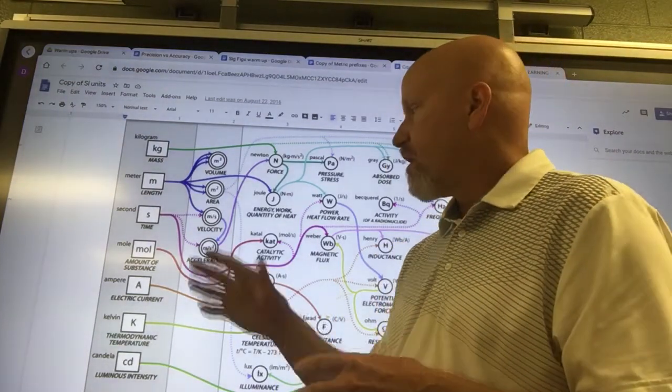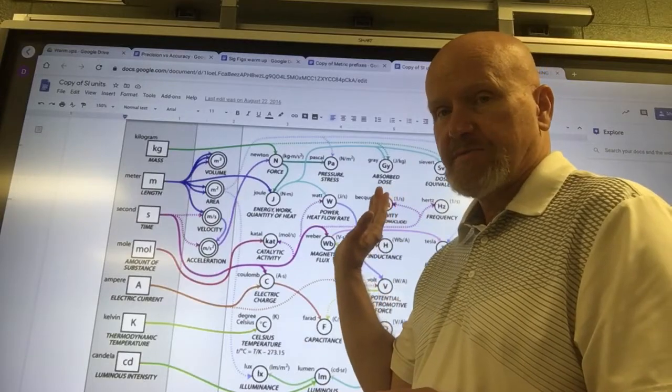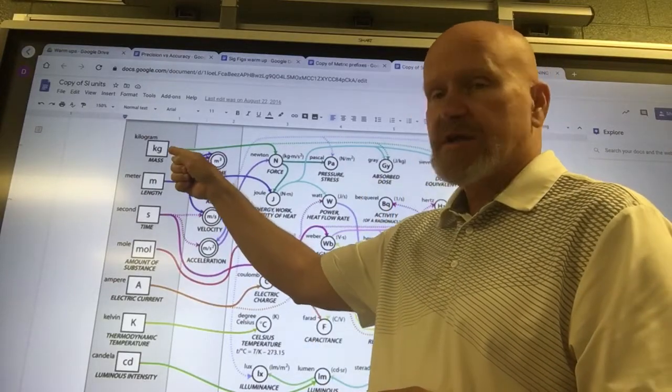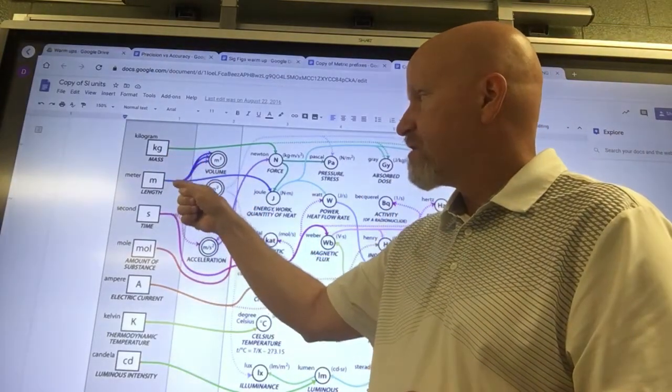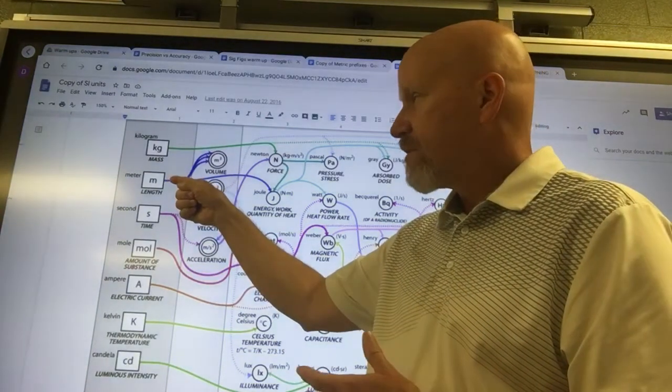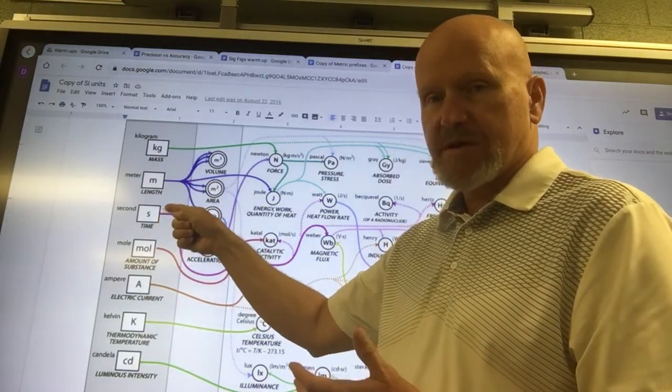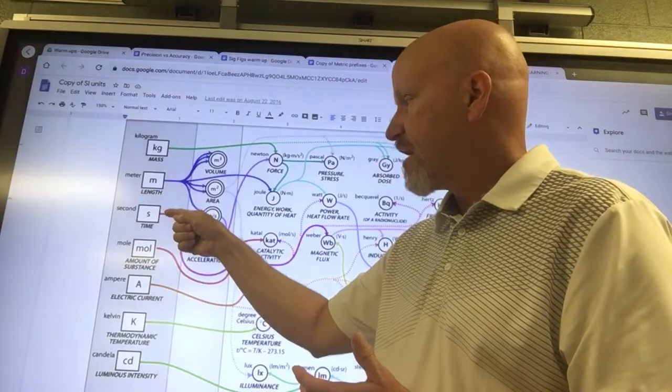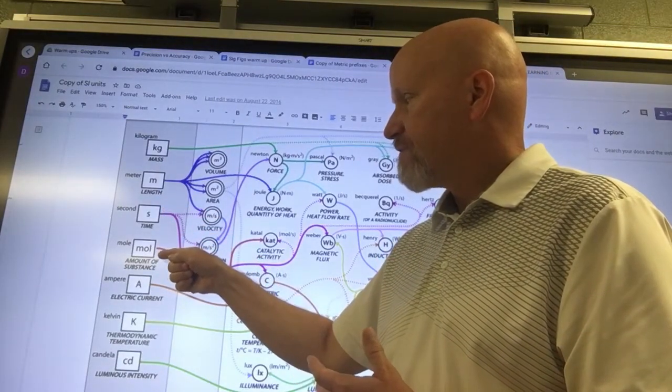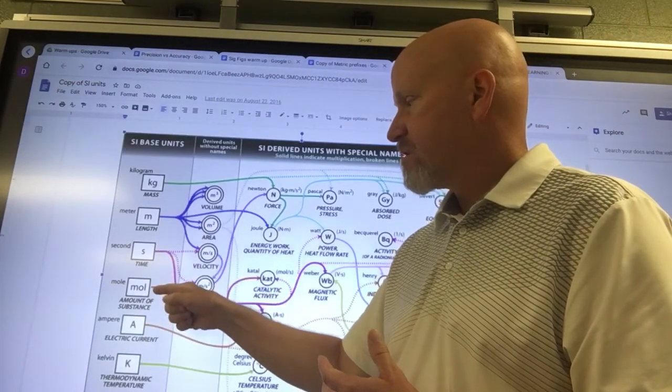You don't need to know all of this stuff. Those are derived units. You do need to know the kilogram, that's the unit of mass. The meter we won't use much, but you need to know the standard unit for time is the second. The international unit for amount of substance is the mole.